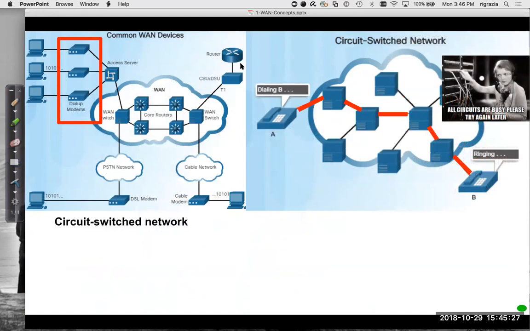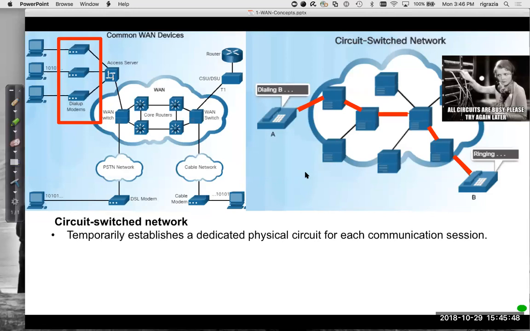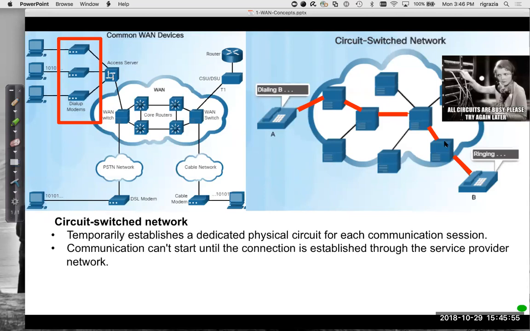Let's talk a little bit about two types of networks. The circuit switched network, and then we'll talk about the packet switched network. The circuit switched network is what everything started with. I talked about this when we talked about dial-up modems and the phone and all that. It temporarily establishes a dedicated physical circuit for each communication session. So first of all, no communications happen until that connection is established.